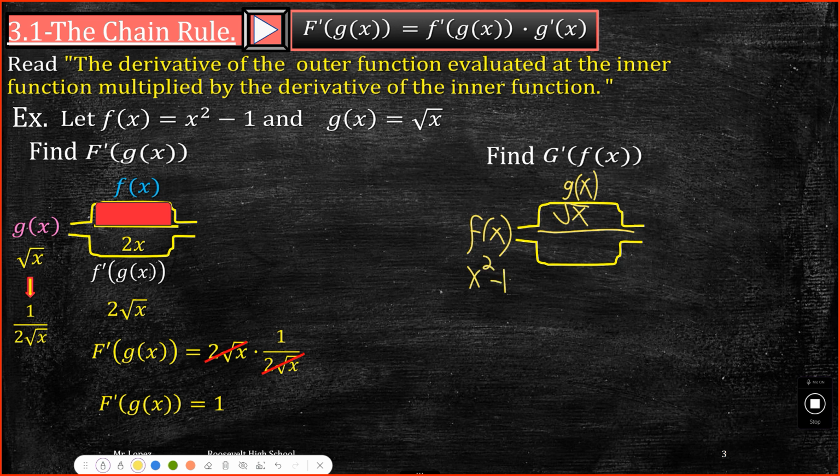What did we say was the derivative of square root of x? After a while, it just becomes automatic. You need to remember: 1 over 2 square root of x. Yes? Now we plug this in for every x, and there's only one x. So it's going to be 1 over 2 square root of x squared minus 1.